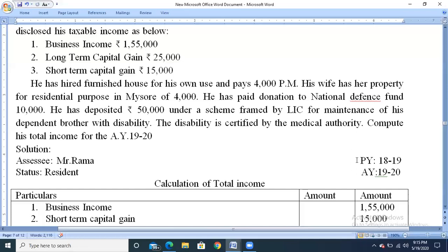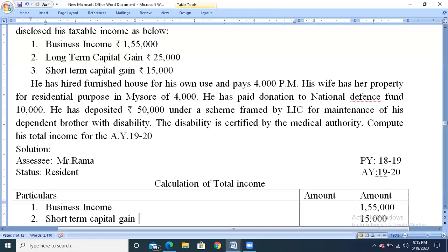So one, business income, we have taken 1,55,000. Second, short-term capital gain. They have not given any mention of liability for securities transaction tax, so 15,000. So the total, we are going to call it other gross total income, because we have not added the long-term capital gain.